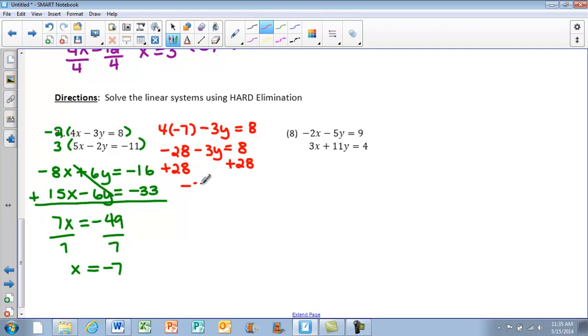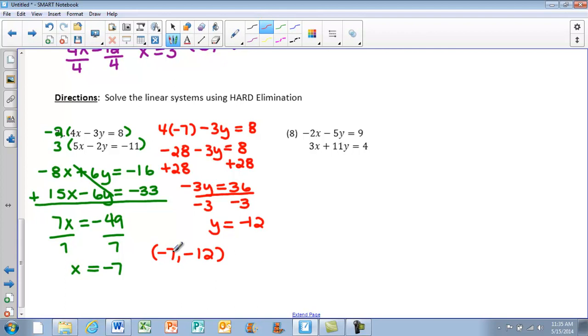And I have negative 3y equals 36. Divide both sides by negative 3. And I have y equals negative 12. So again, my solution is my x and then my y. So I should have negative 7, 12.